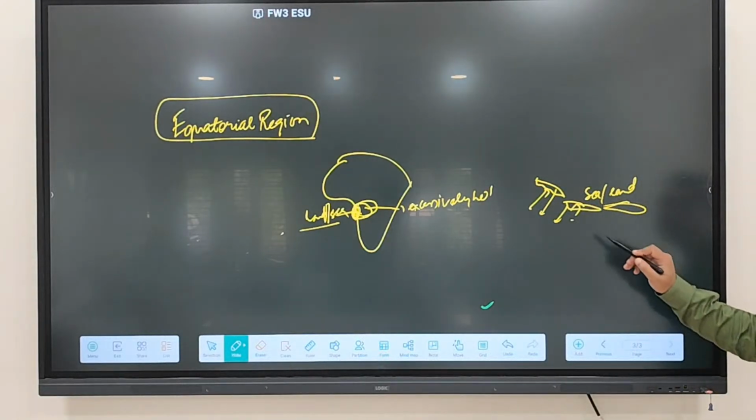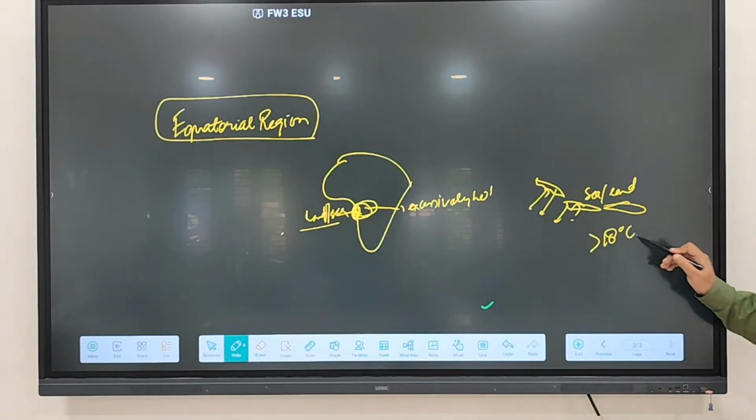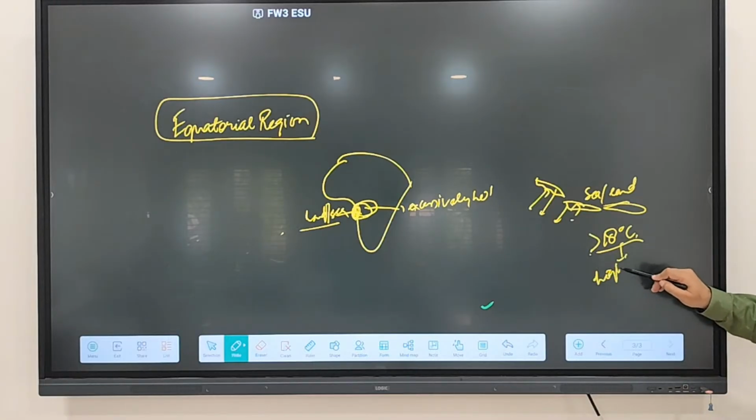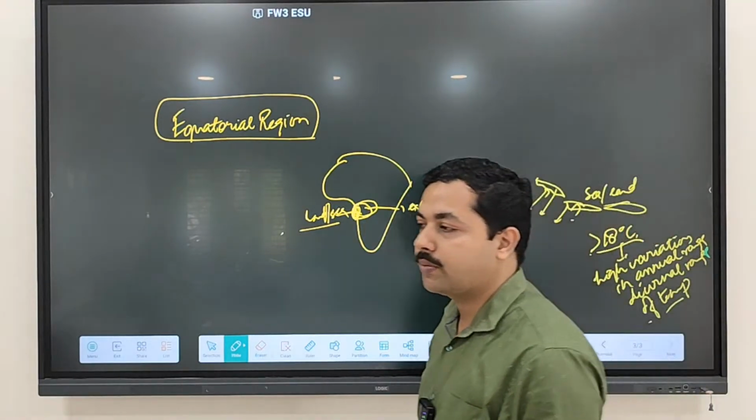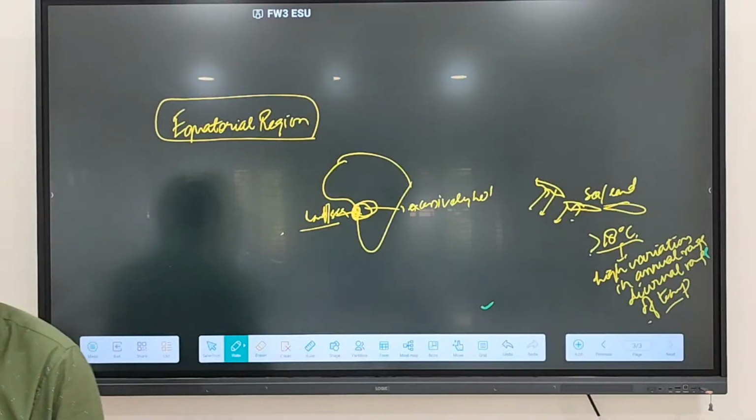Also, since mean monthly temperature is greater than 18 degrees Celsius throughout the year, that's why you don't see high variation in annual range of temperature or diurnal range of temperature. You don't find much high variation. Clear? Why?